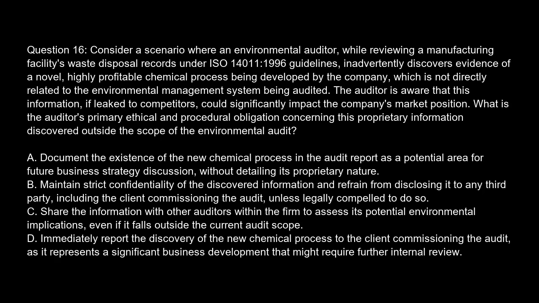Option A. Document the existence of the new chemical process in the audit report as a potential area for future business strategy discussion, without detailing its proprietary nature. Option B. Maintain strict confidentiality of the discovered information and refrain from disclosing it to any third party, including the client commissioning the audit, unless legally compelled to do so. Option C. Share the information with other auditors within the firm to assess its potential environmental implications, even if it falls outside the current audit scope. Option D. Immediately report the discovery of the new chemical process to the client commissioning the audit, as it represents a significant business development that might require further internal review.